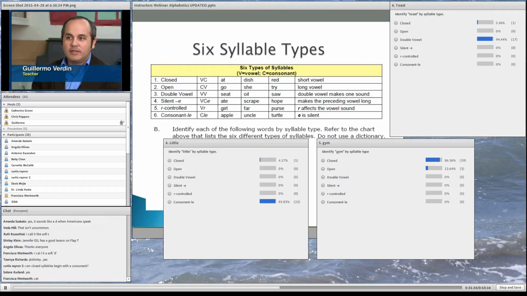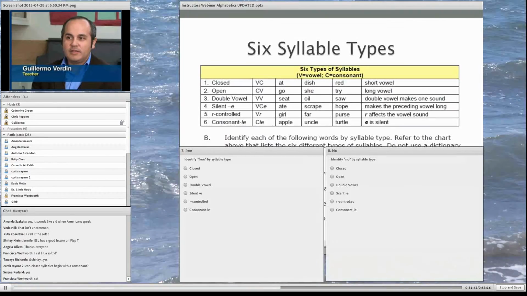Okay, great. Great chats, guys. Let's move on to the third part. We have two more words. Please identify these words by syllable types. Free and no.